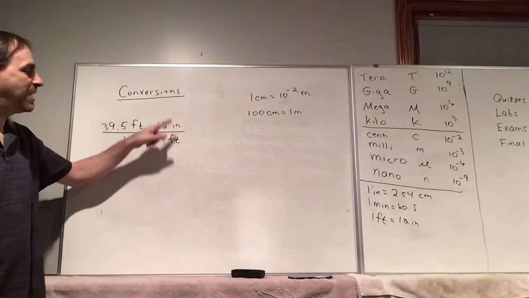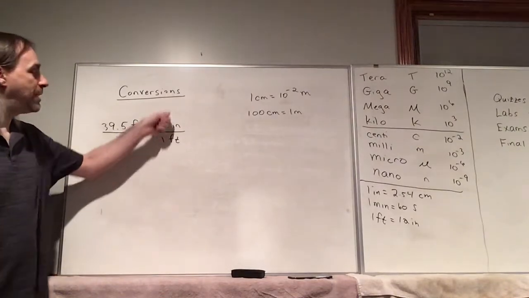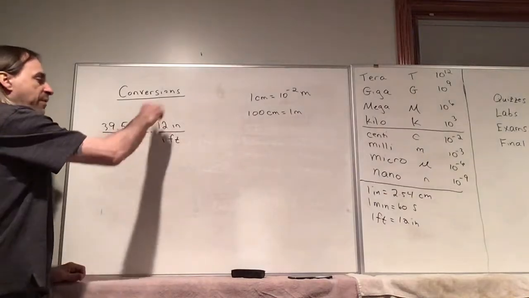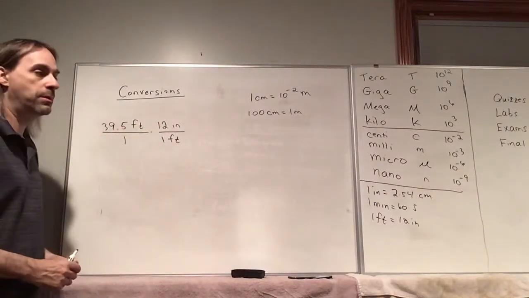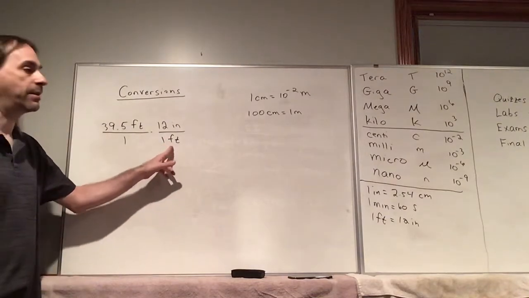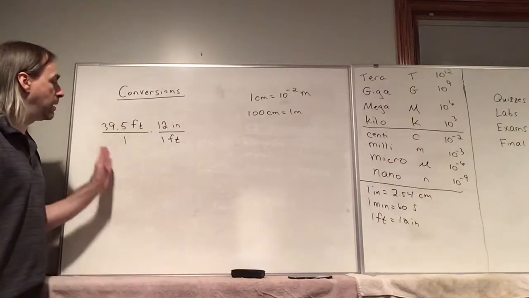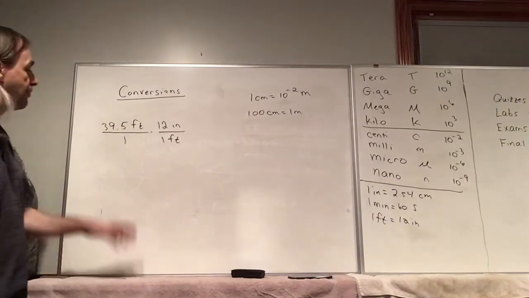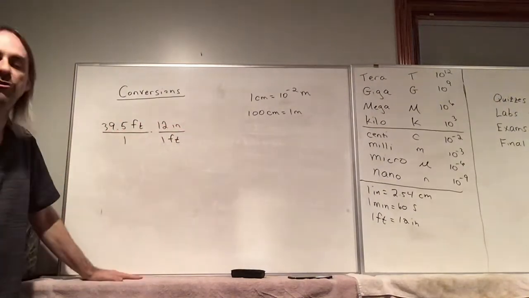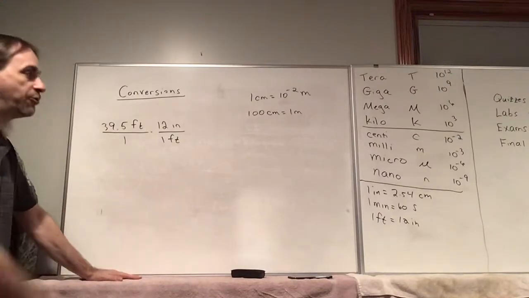Well, 12 inches is 1 foot, and so we're just taking something and dividing it by itself, and so this fraction is equal to 1. So we're not changing anything by multiplying by this conversion factor. And so that's a totally legitimate thing to do. And if we actually multiply this, feet will cancel out and we'll have inches. That'll tell us our distance in inches.